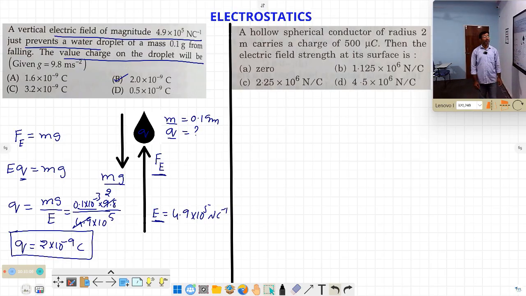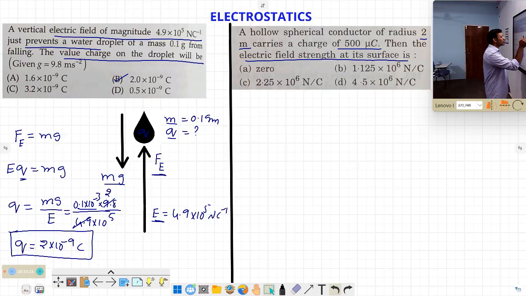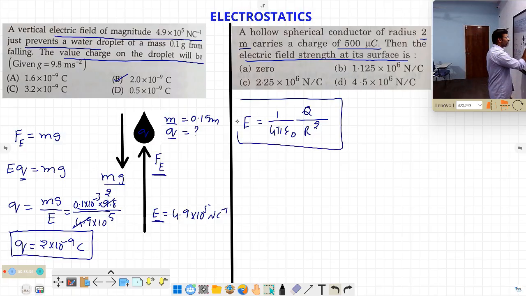Next one. They give a hollow spherical conductor of radius 2 meters carrying a charge of 500 microcoulomb. They are asking for the electric field strength at its surface. What is the formula for the electric field intensity on the surface of a hollow spherical shell? E = 1/(4πε₀) × Q/R², the charge of the sphere divided by the square of the radius. This is the formula we have to know. If you don't know the formula, you can't solve it. That's why it is required.